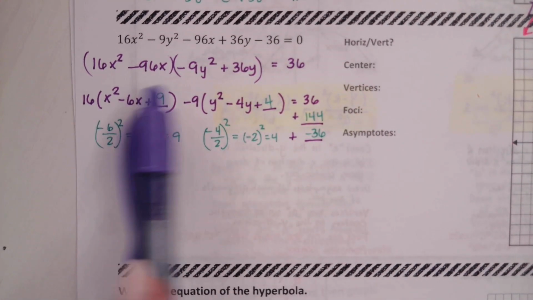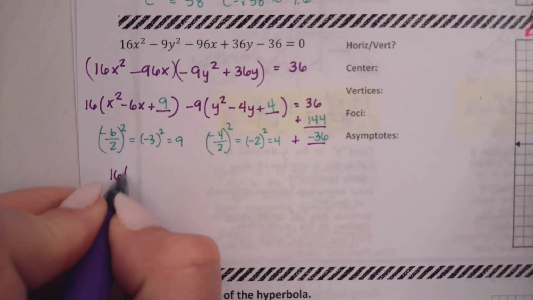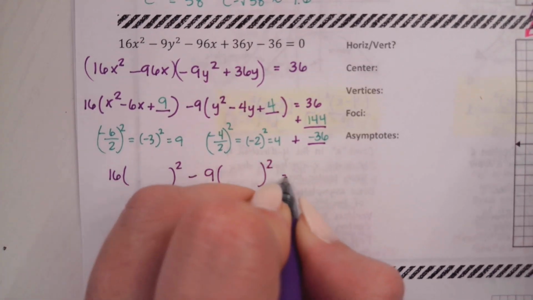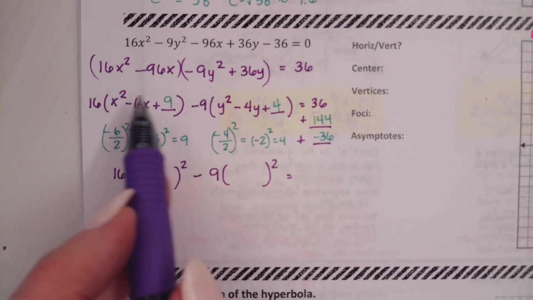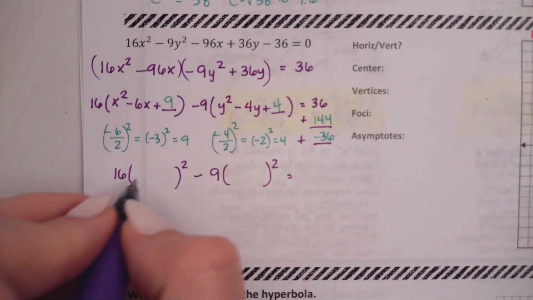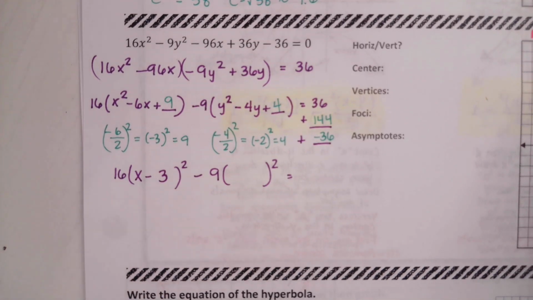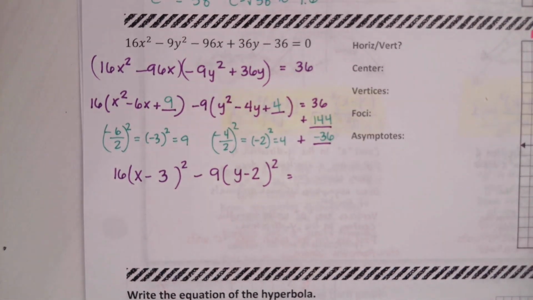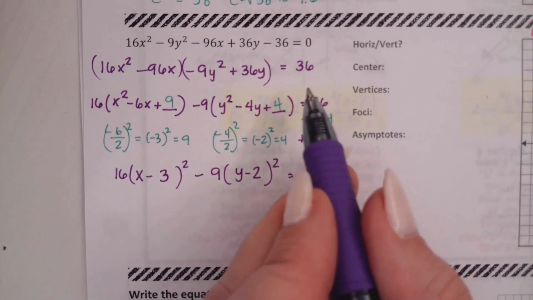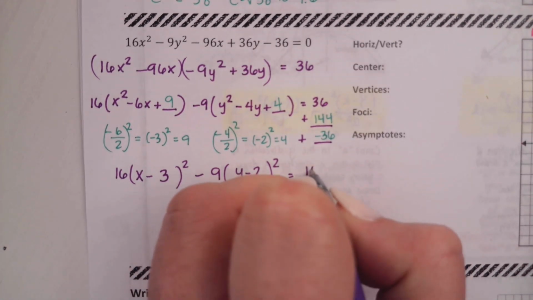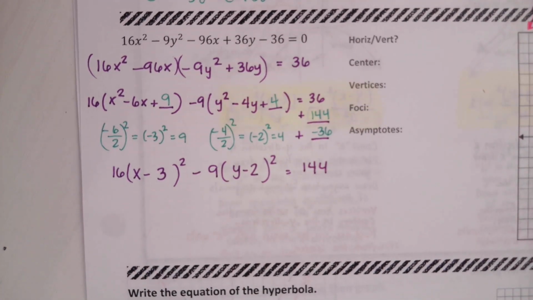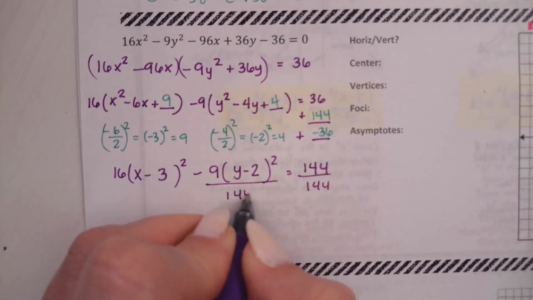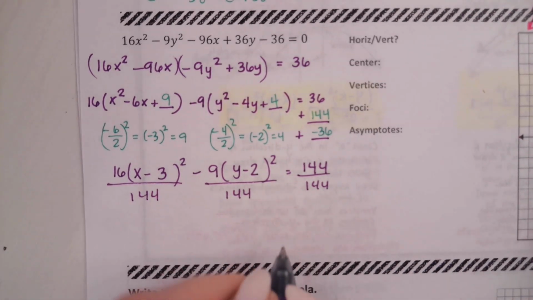And that should create both of these parentheses are now perfect squares, which means we can write them as just that one factor squared. What is the one factor for the first group of x's? X minus 3, good job. And then the second group, the y's, y minus 2, very good. And then the right hand side is going to simplify to just 144 because the 36's are going to cancel. And then our last thing, we want to make sure we have a 1 on the right hand side, so we want to divide everything by 144. And then simplify.